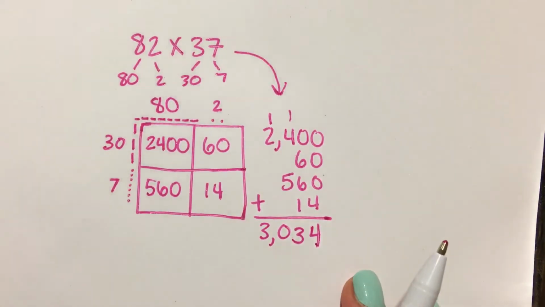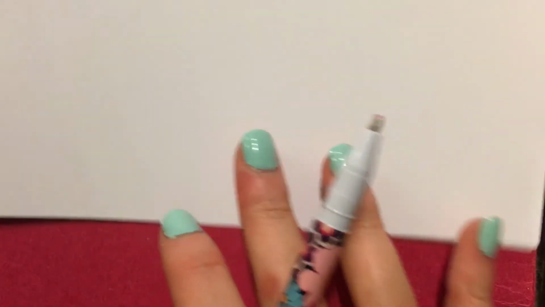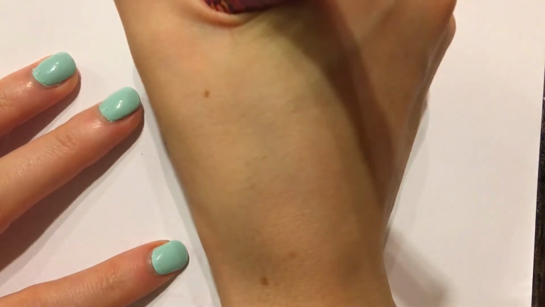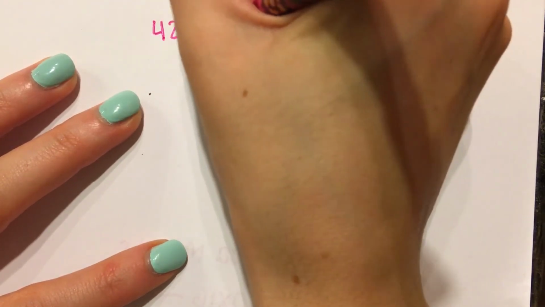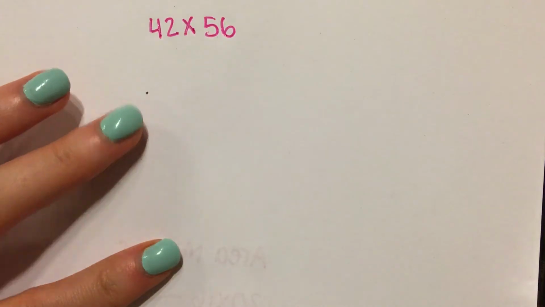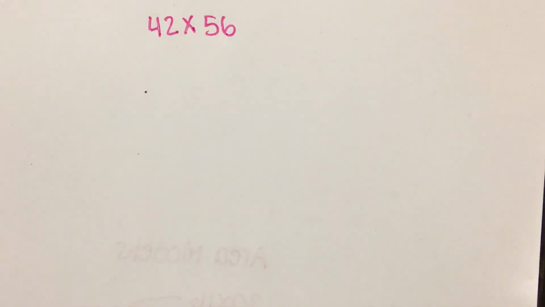Let's try another one. This time I want you to pause the video and try this one on your own. All right, so let's say I have 42 times 56. Go ahead and pause the video now and try to do this one on your own. I want to see if you can do it.